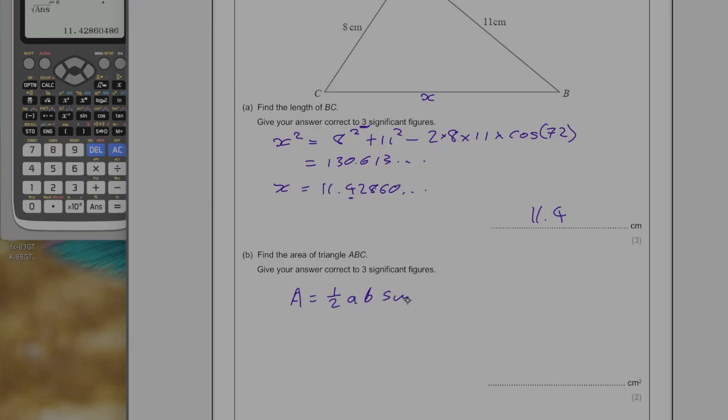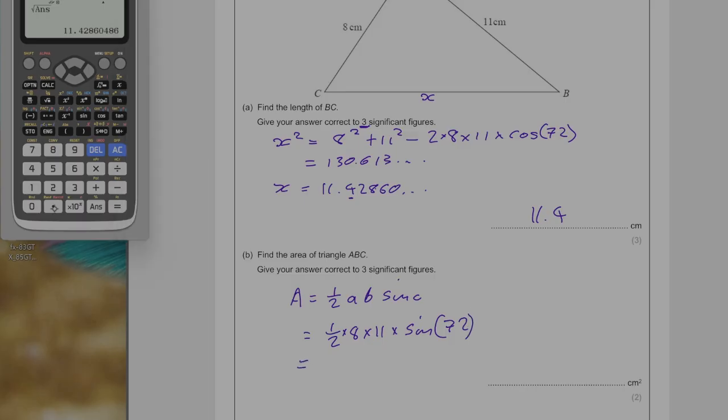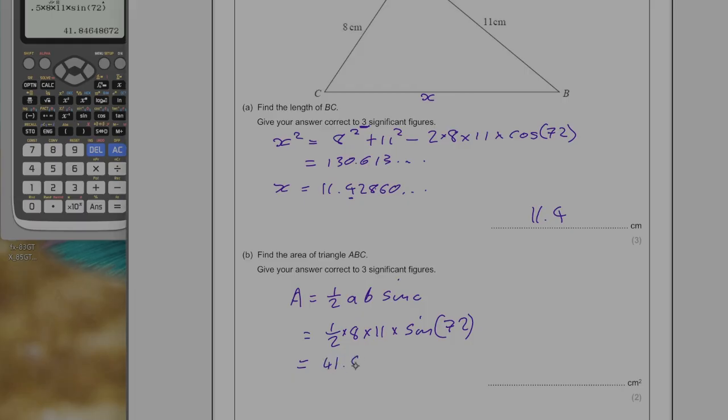So that's going to be equal to a half of 8 times 11 times sine of the angle, which was 72. So that's going to give me 0.5 times 8 times 11 times sine of the angle, 72. That gives me an area of 41 point, so we write it more accurately, dot dot dot. So 3 significant figures, that's going to be 41.8.